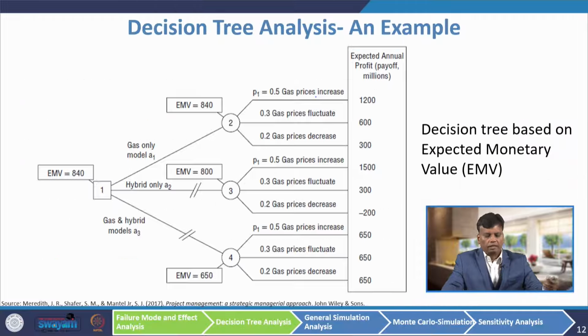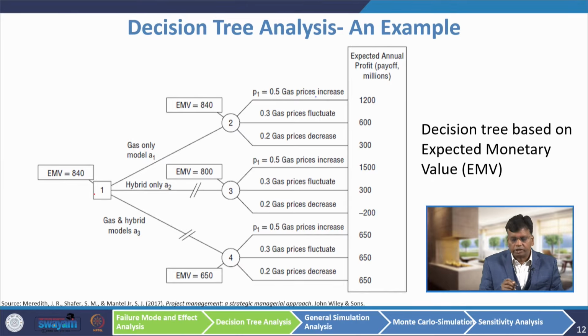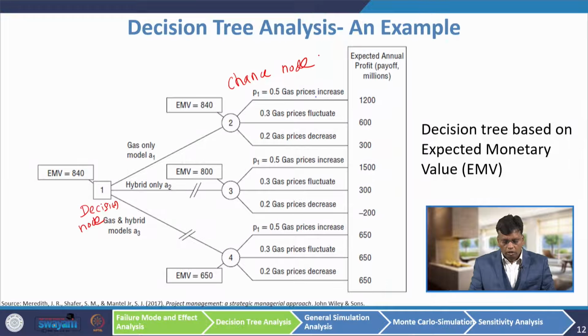Now, I brought a sample decision tree analysis. Here a company, an automotive company, is looking at launching a vehicle. Here the square represents the decision node, this is the decision node. The circle represents chance nodes. So, how do we construct this decision tree analysis?